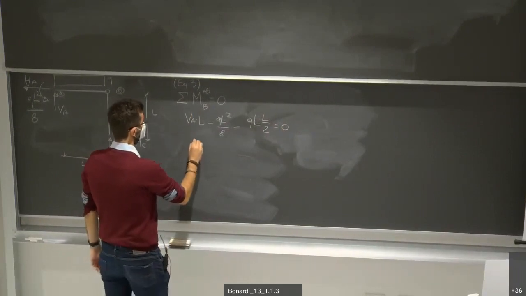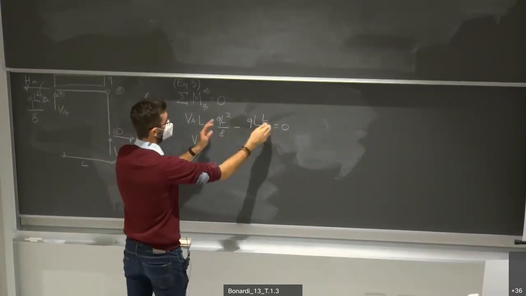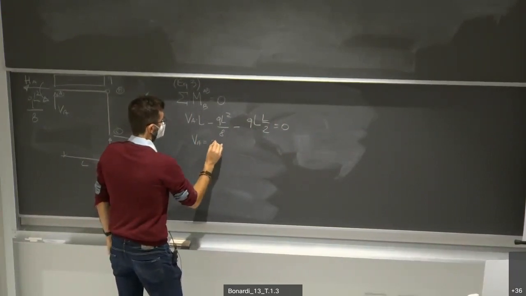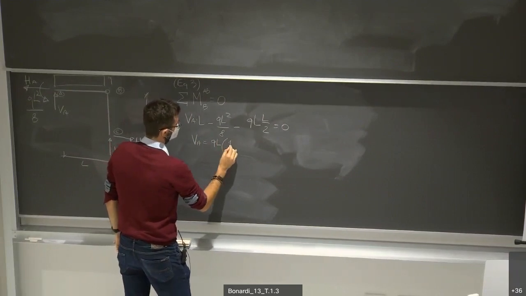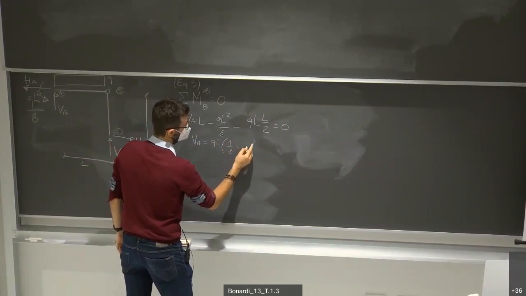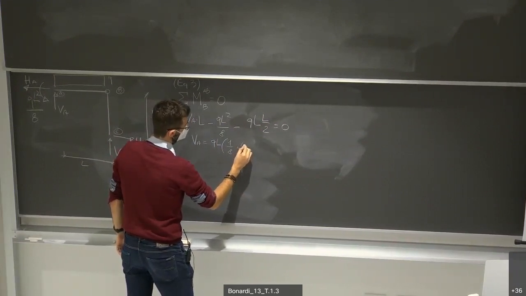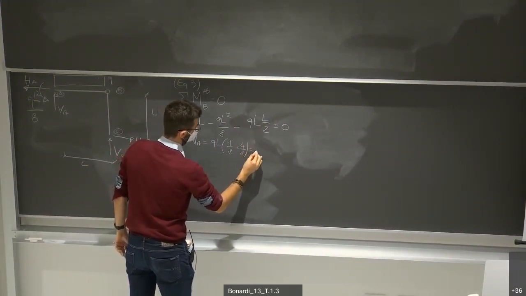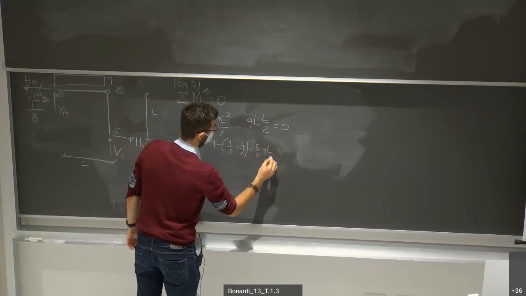So we can easily find that VA, we put this stuff on the other side, is Q times L multiplying 1 over 8 plus 1 over 2, which means 4 over 8. So 5 over 8, QL.